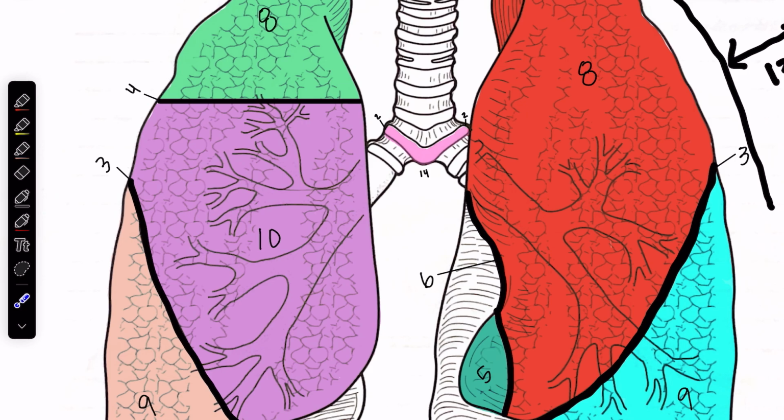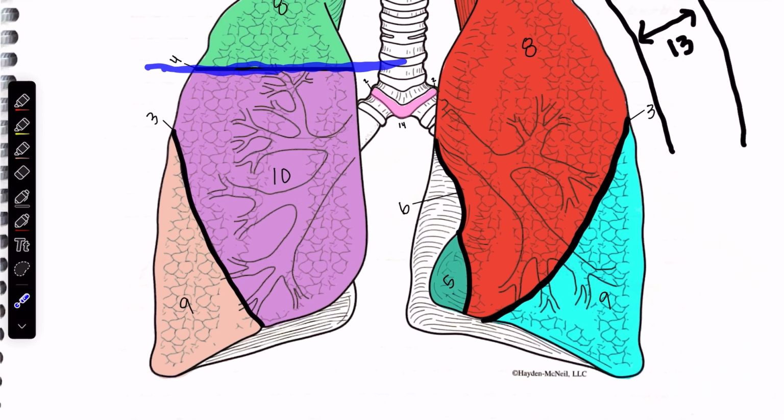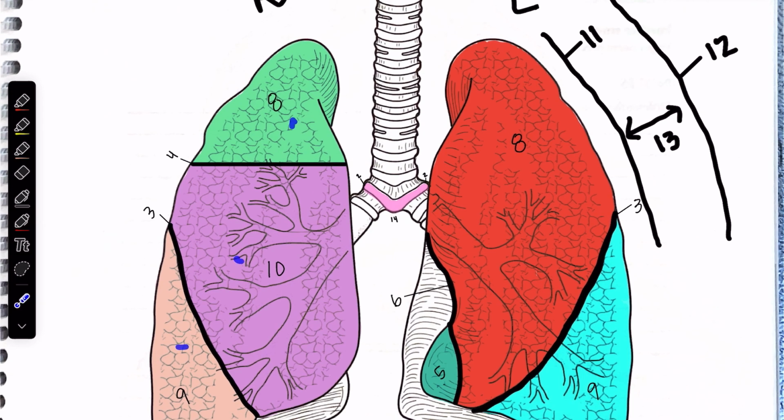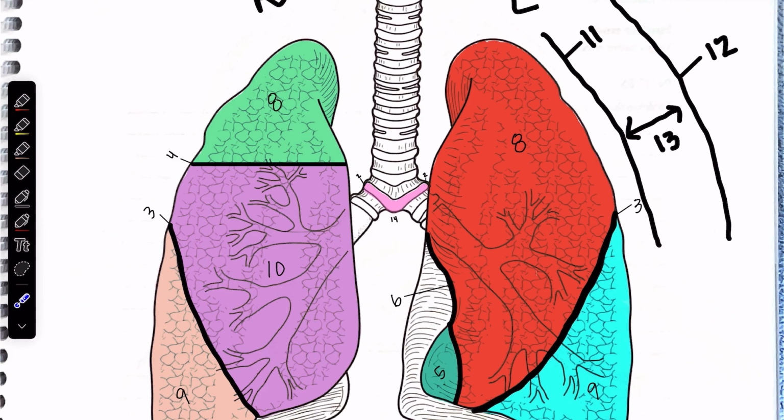Number 3, that is going to be our primary oblique fissure, right there. And number 4 is our secondary horizontal fissure. Notice that on the right lobe, we've got 3 different sections, whereas on the left, it's really only 2. Number 4 is only located on the right side.